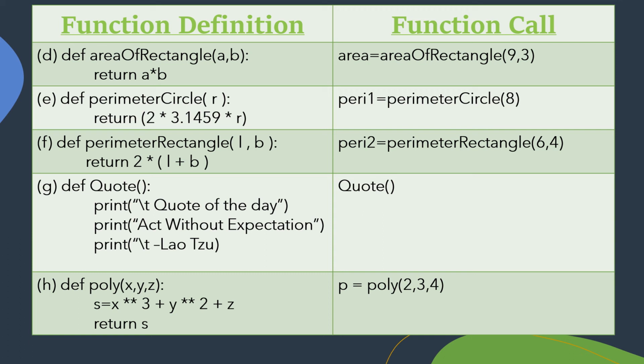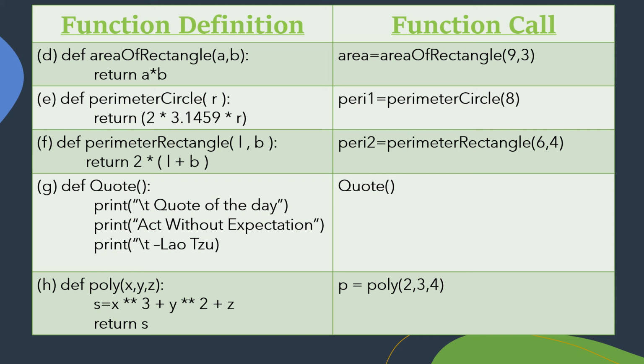So next one is def quote, and you can see there are some print statements within this function. So this function doesn't have any return value, so no need to assign it with some variable. You can just call it as it is, quote, with no argument within that. Like that only you can call.